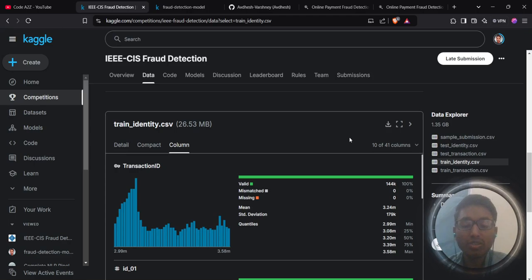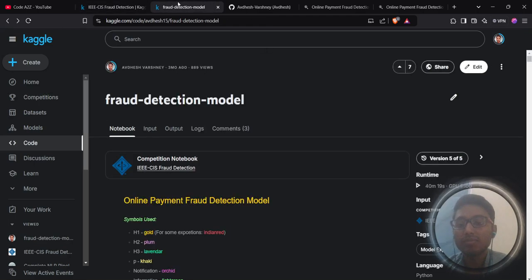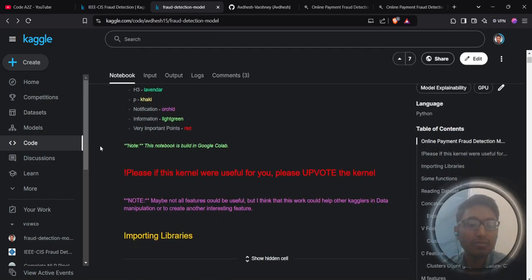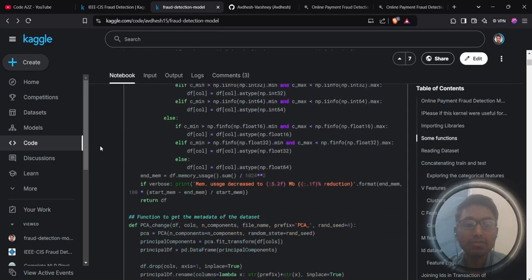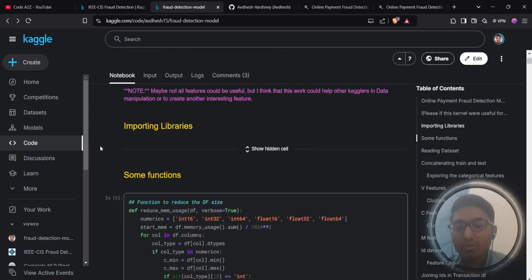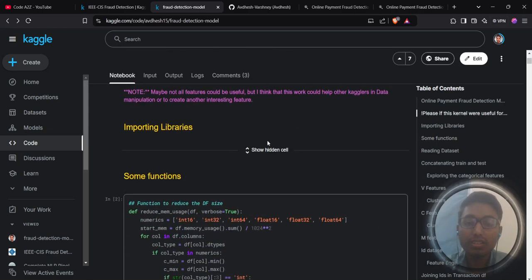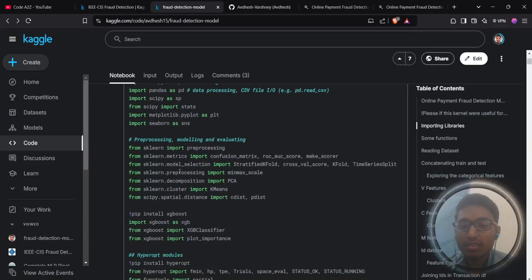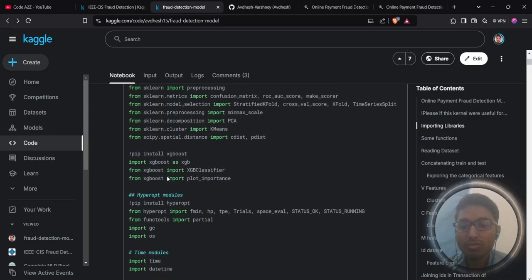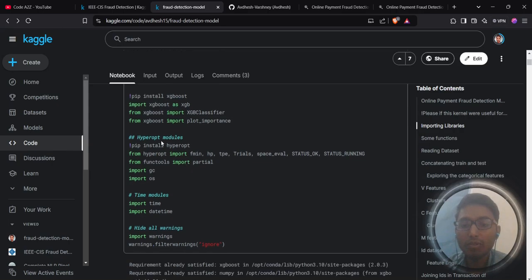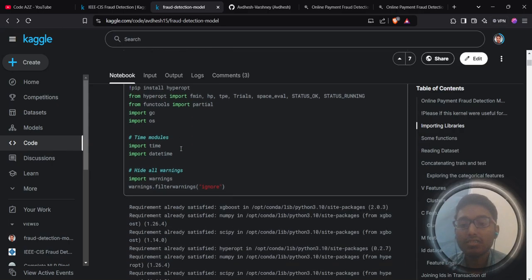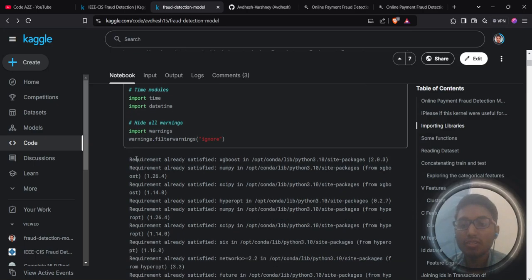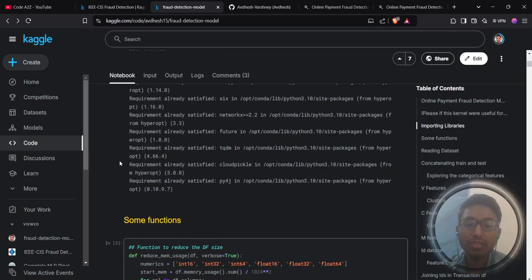In step two, I have to decide on the data pre-processing steps. Let's come to our notebook, where I have drafted the whole notebook very smartly, and you can see from here which libraries I have imported. Pandas is used for data pre-processing, along with other modeling libraries like sklearn, scikit-learn, and scipy. XGBoost is used for model building, and the hyperopt module is used to hypertune the model. The time and datetime modules are also used to analyze the datetime features of the transactions.